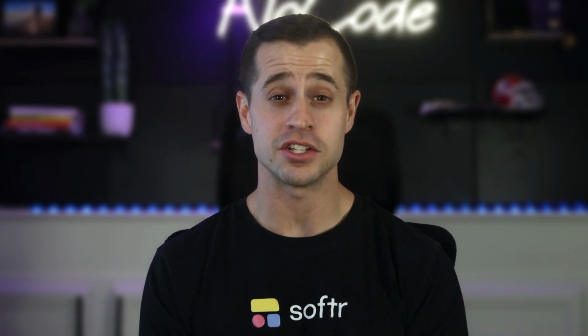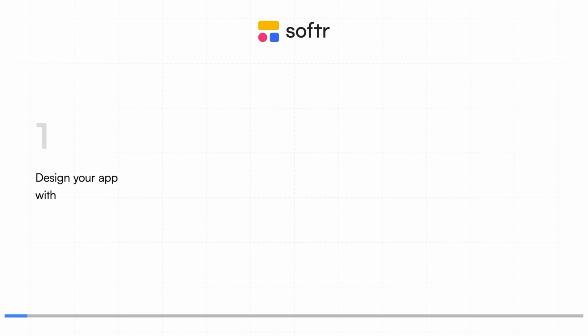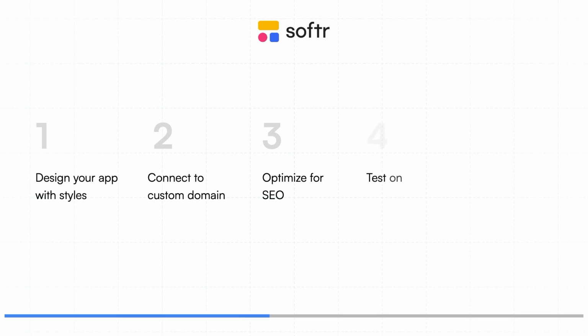By the end of this lesson, you'll know how to design your app using global and block styles, connect your application to your company's custom domain, optimize your application for search engine visibility, test your application on various device settings to ensure it works well on desktop, tablet, and mobile devices, and finally, how to publish your app to the world or to your business and team so everyone can see your accomplishments.